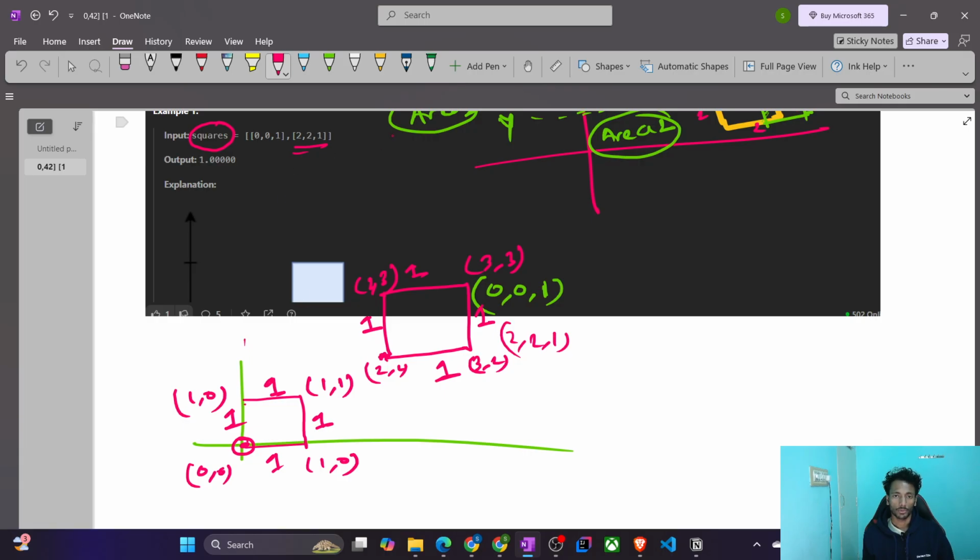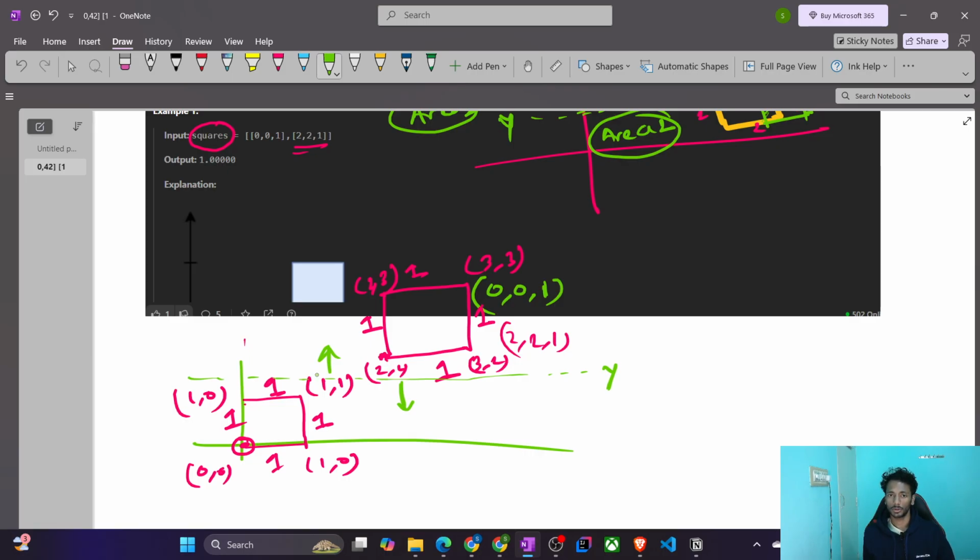Now we have to find one y value. Suppose this is the y value, that will be our answer. This is our y value, such that the total area of the squares below this line will be equal to the total area of the squares above this line.